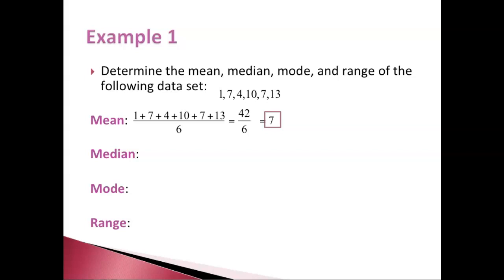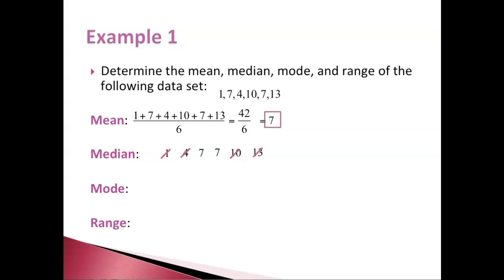Next we have the median. To find the median, we're going to want to take all these data points and put them in order. I'm going to go from least to greatest. So I have a 1, and then 4, 7, 7, 10, and 13. Now to find the middle point, I'm going to cross off one number at a time from either side. You want to make sure that you are crossing off just one number from each side.